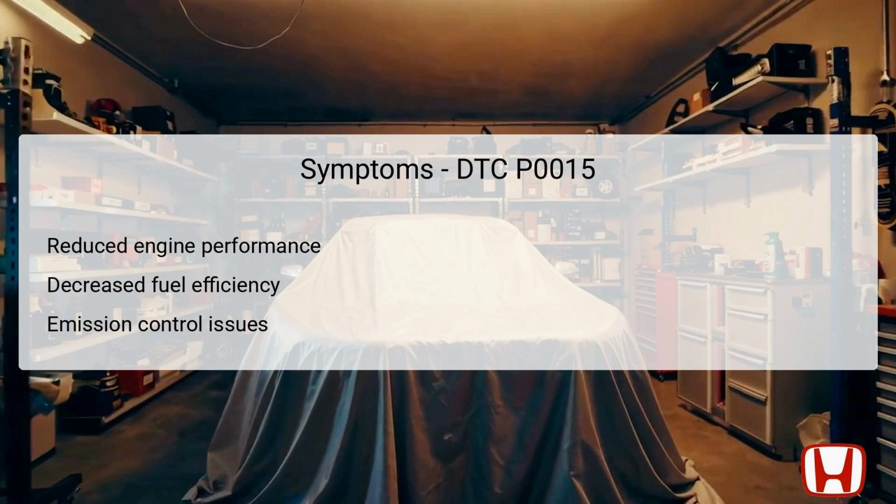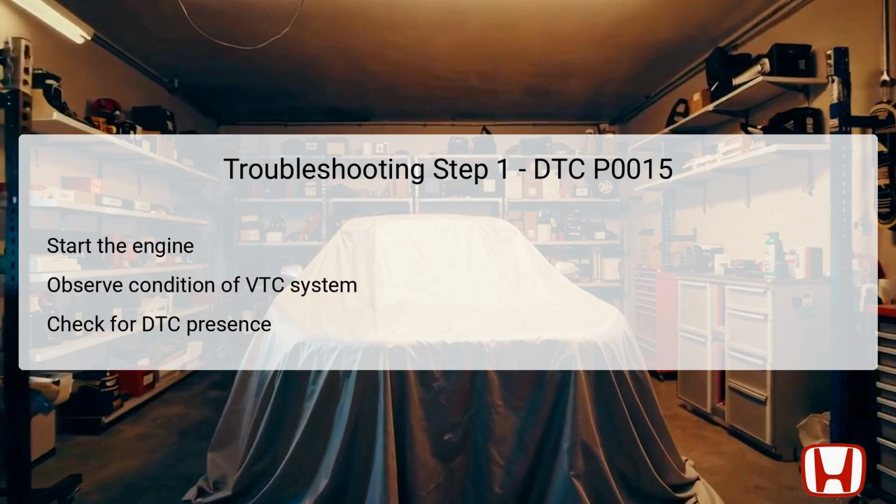The first step in troubleshooting the DTC P0015 is to start the engine and observe the general condition of the variable valve timing system. This initial observation can provide insights into how the system is operating under typical conditions.